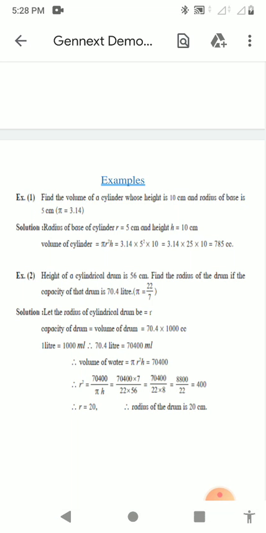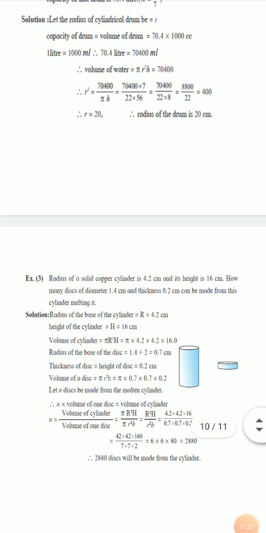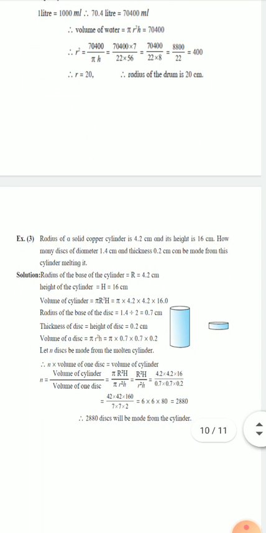Okay, so we will see one more problem, which is more interesting, and this might be the last problem of our session. The radius of the solid copper cylinder is 4.2 centimeter and its height is 16 centimeter.